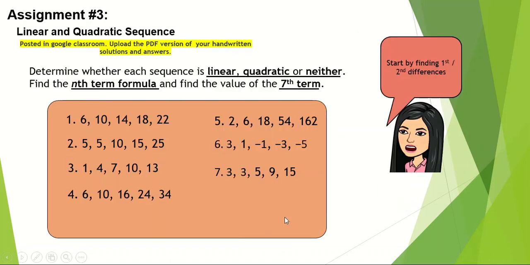Okay, that would be all for your assignment number 3 this week. We have linear and quadratic sequence. So you have to determine whether the sequence is linear, quadratic, or neither. You have to find the formula for the nth term. This one is referring to the explicit formula. Then find the value of the 7th term of every sequence given.